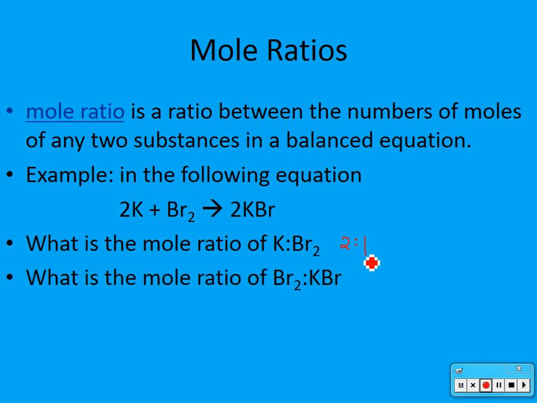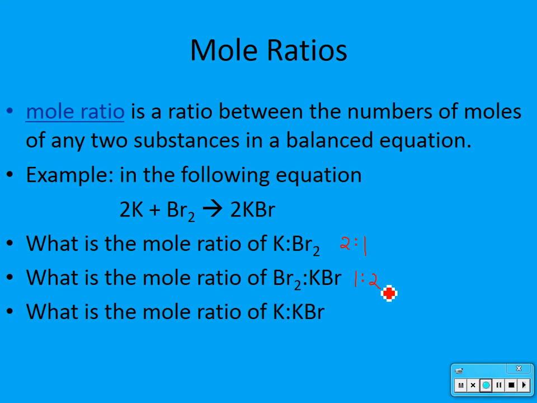Okay, what is the mole ratio of bromine to potassium bromide? Well, bromine has a coefficient of 1, and potassium bromide has a coefficient of 2. So that would be a 1 to 2 mole ratio. Okay, what is the mole ratio of potassium to potassium bromide? Well, potassium has 2 moles, and potassium bromide also has 2 moles. Now, if you can reduce mole ratios, you can. And since 2 is divisible by itself, that reduces to 1 to 1. And so the mole ratio there is 1 to 1.